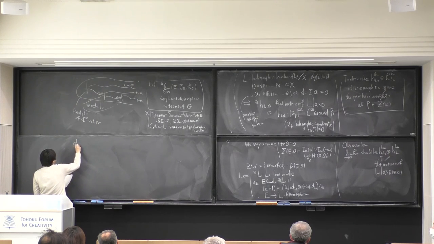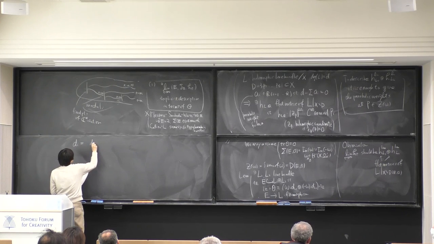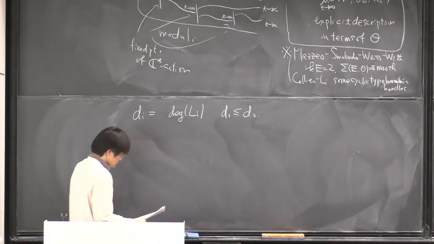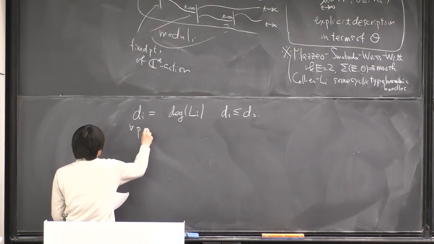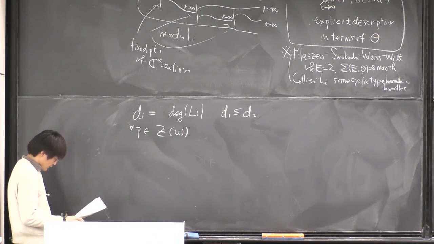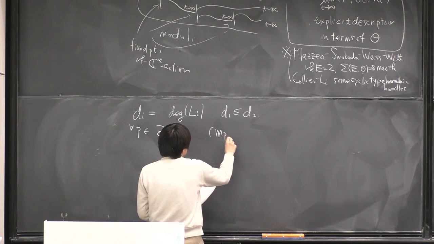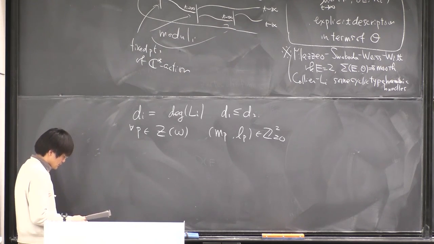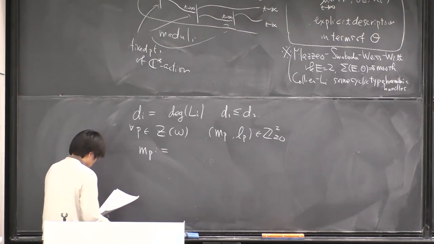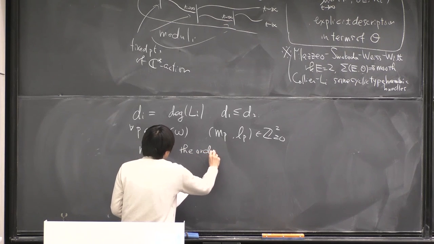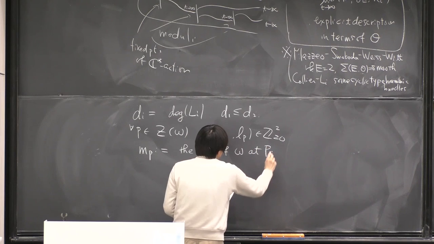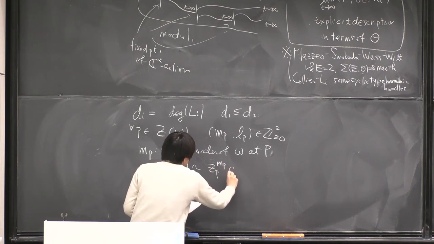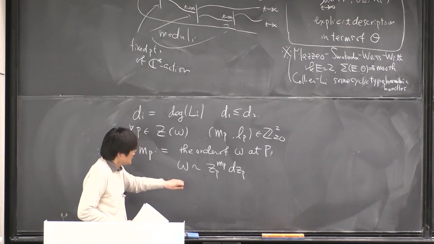So let d_i denote the degree of the line bundle Li. And we may assume d1 is smaller than d2. Then for any point P of Z omega, the zero of omega, we have two integers attached to the Higgs bundle. m_P is given as the order of omega at P. I mean, omega is described like z^m_P dz, and z is the holomorphic coordinate around P, which vanishes at P.